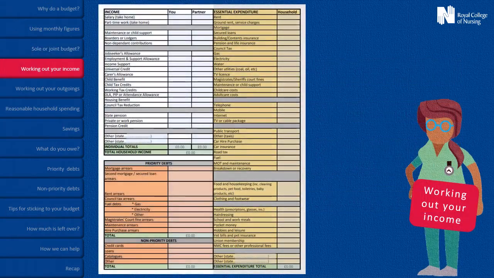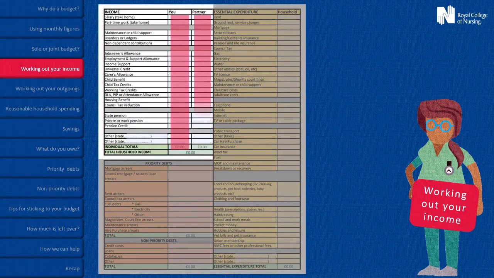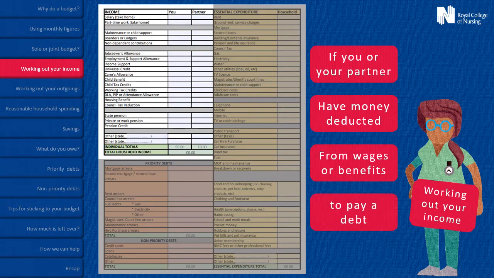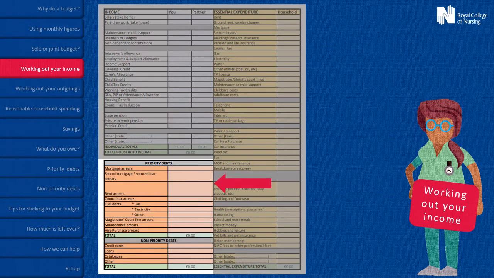Make sure you include all of your income and your partner's if you are doing a joint budget. If you or your partner are having money deducted from your wages or benefits to pay a debt such as council tax arrears, please record this in the debt section of your budget, recording how much is being deducted each month from your wages or benefits.